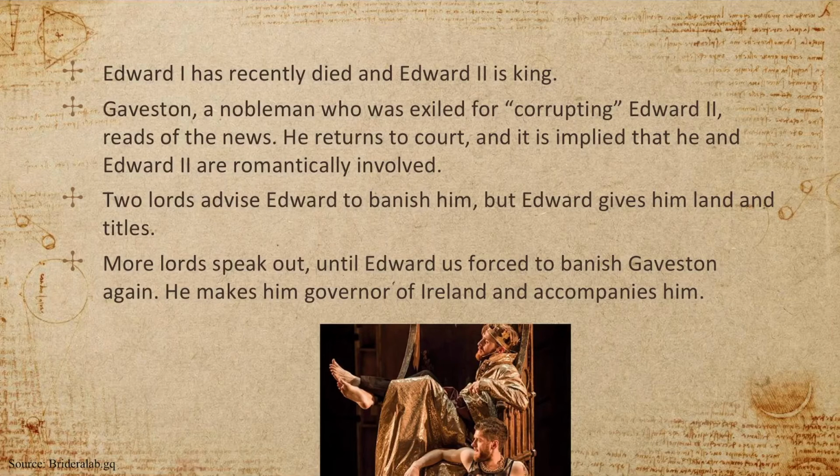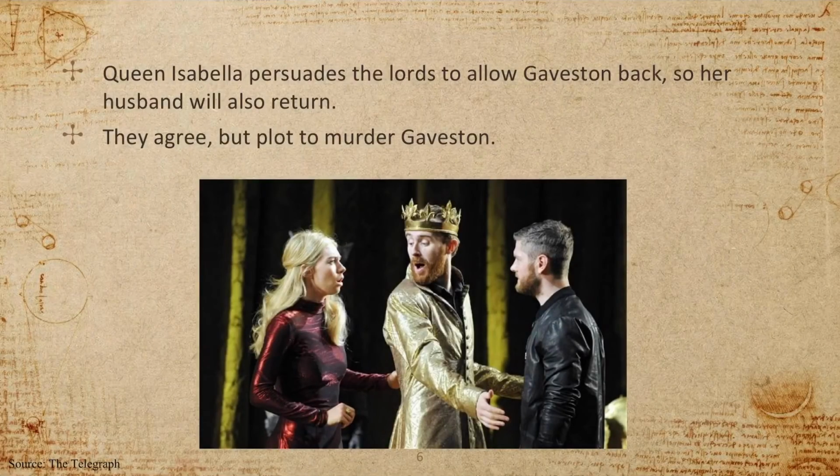Two lords advise Edward to banish him, but Edward gives him land and titles. More lords speak out until Edward is forced to banish Gaveston again. He makes him governor of Ireland and also accompanies him. Queen Isabella persuades the lords to allow Gaveston back, so her husband will also return, and she's obviously the wife of Edward II. And they agree, however, they plot to murder Gaveston.